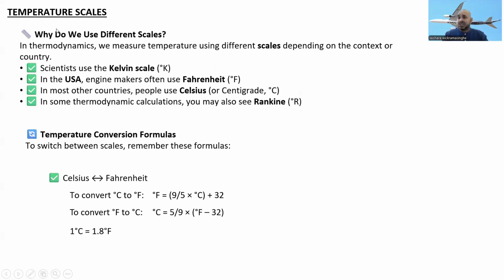Now let's go to the temperature scales. This is also very important. Why do we use different types of temperature scales? Why can't we use only one? In thermodynamics, we measure temperature using different scales depending on the country or the context. Scientists use the Kelvin scale, and in the USA engine makers often use Fahrenheit. In most other countries people use Celsius, or centigrade. In some thermodynamic calculations, you may also see Rankine.